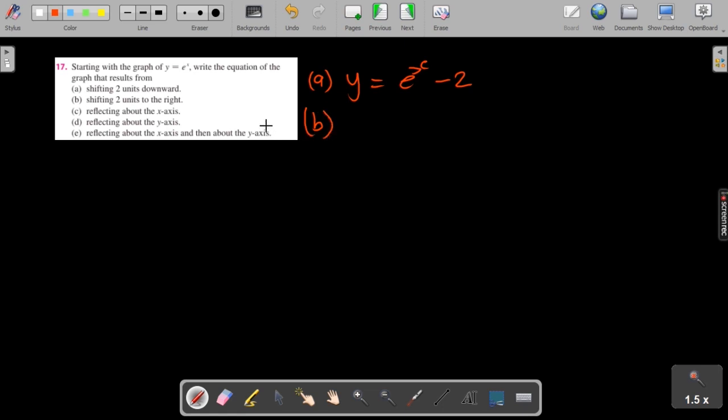Then with B, we're asked to shift it 2 units to the right. That will affect the x values. If we shift to the left or to the right, that would then affect that part there.